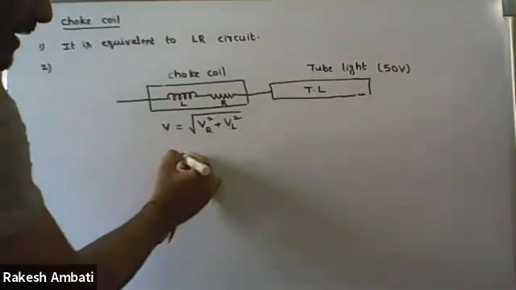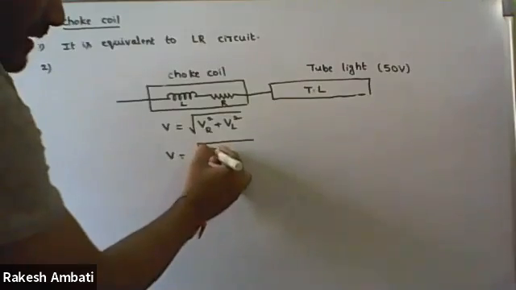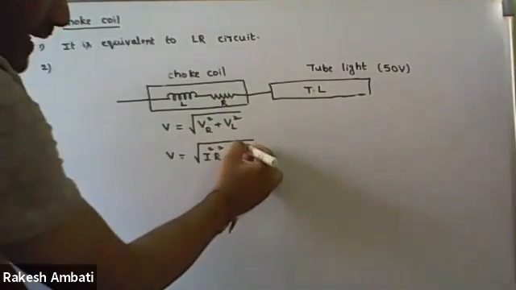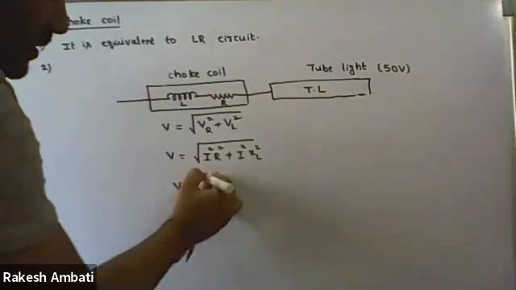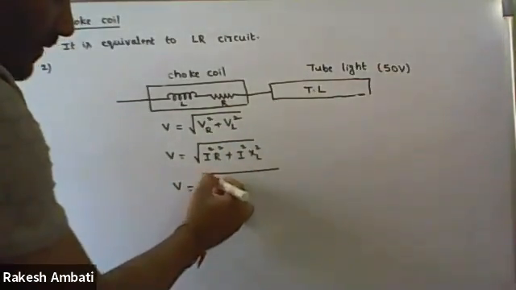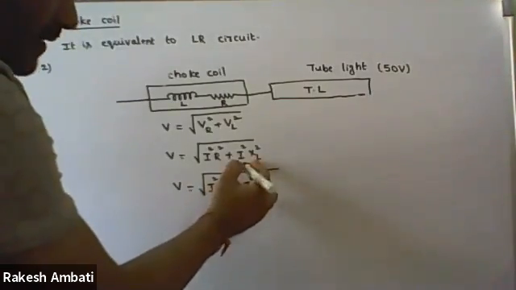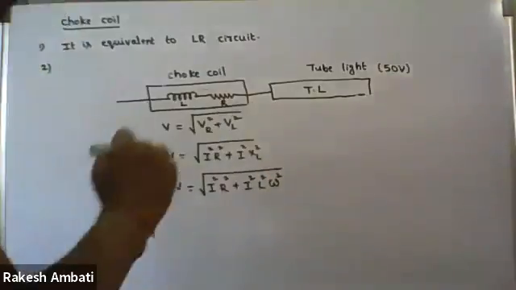From this, the resultant potential equals root over VR square, meaning I square R square, and VL square meaning I square XL square. That implies V equals root over I square R square plus I square, and in the place of XL, I am writing L square omega square.